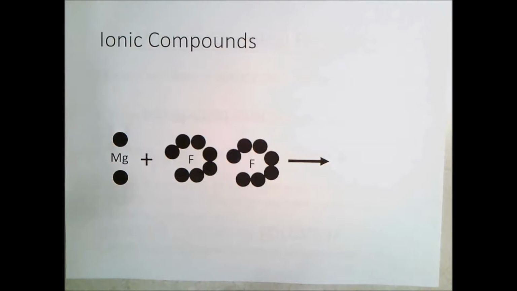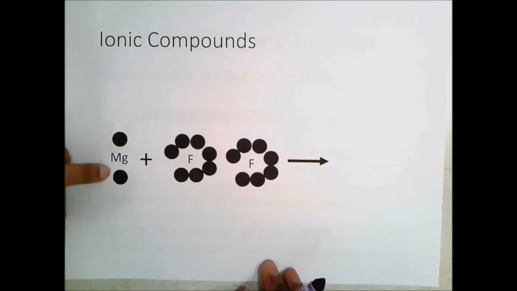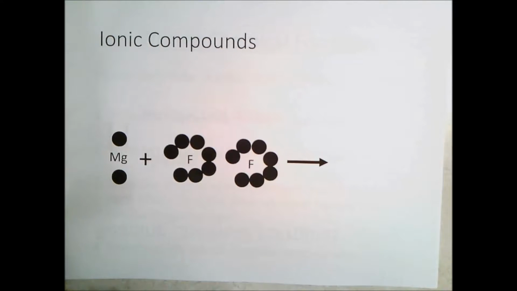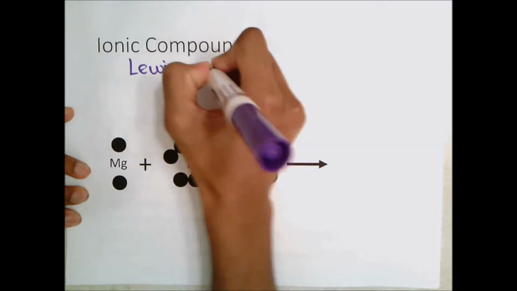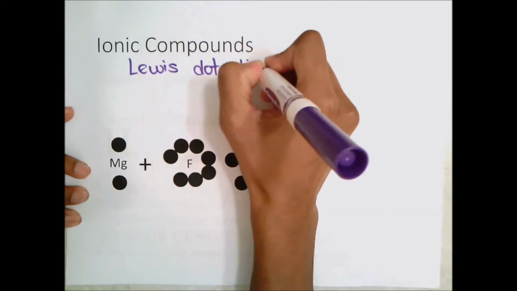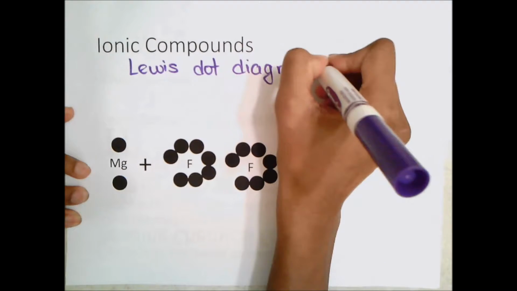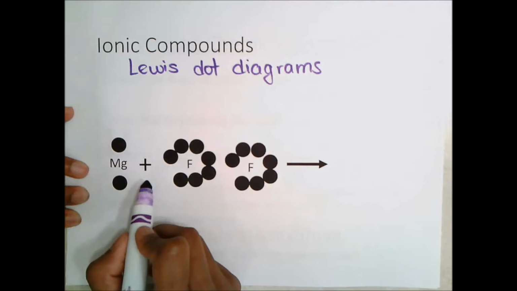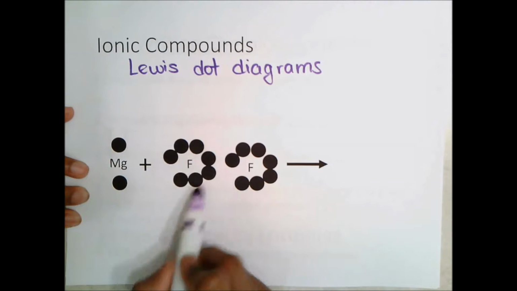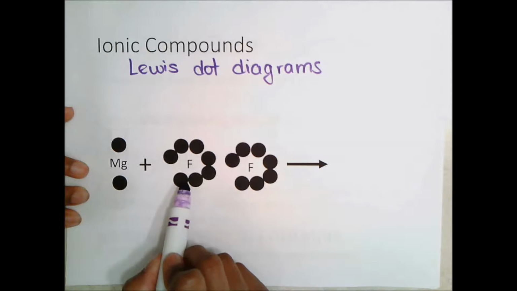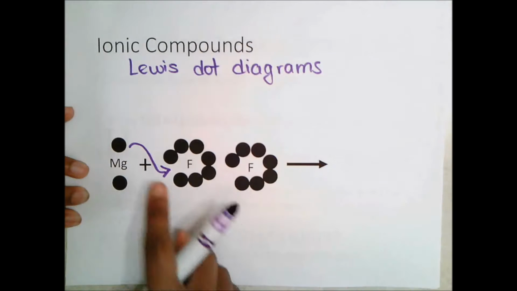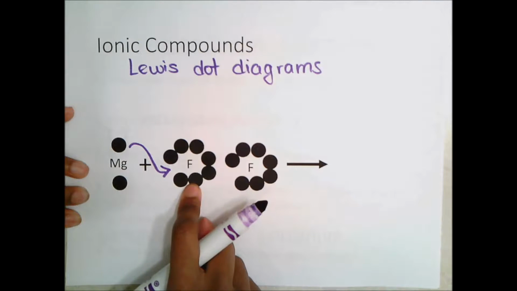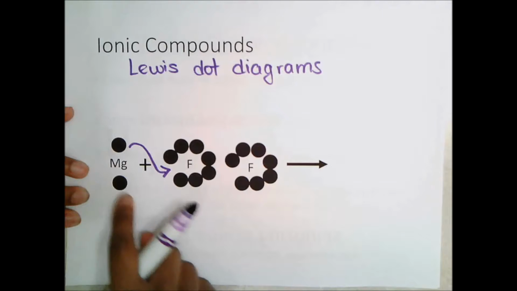Here we have magnesium and we have fluorine. Magnesium has 2 electrons in its Lewis dot diagram, and we can see that it will want to donate them to something else. Your fluorine here only has 7 electrons, so it needs 1 more in order to make it full. So magnesium is going to donate 1 of them to 1 fluorine, and it's going to donate the other one to another fluorine atom.